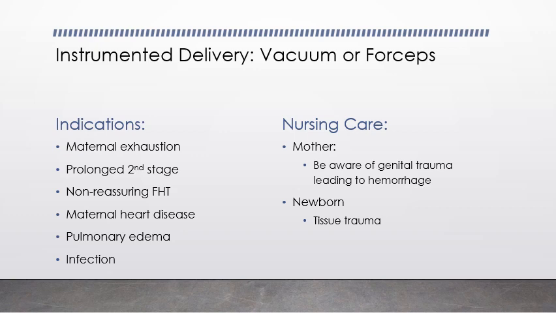So as the nurse, when a vacuum or forceps is used, as the postpartum nurse, you would want to just be aware and be more vigilant about bleeding, because these can cause genital trauma leading to hemorrhage. They can also cause tissue trauma or birth trauma to the newborn.